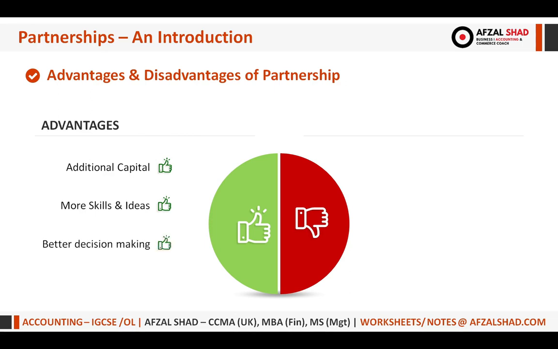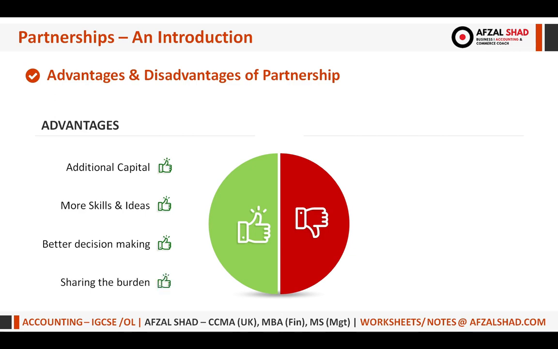Better decision making. Obviously, if one person is making the decisions, there are more chances of errors and more chances of mistakes, and there is nobody who is going to audit or cross-check that. So if there are two or more people, they will be negotiating before making any agreement or any decision for the business. And whenever you are negotiating or discussing, you reach a better result at the end of the day. So better decision making is always an added benefit for a partnership.